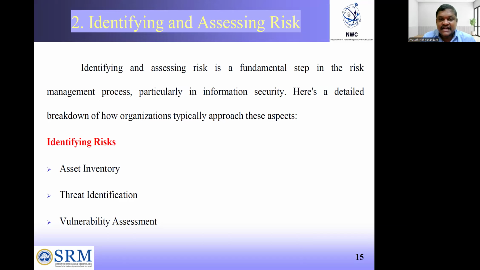Identification and assessing risk is a fundamental step in the risk management process, especially in information security. This process ensures organizations understand what assets need protection, what threats exist, and where vulnerabilities may be present. The main steps include asset inventory, threat identification, and vulnerability assessment.